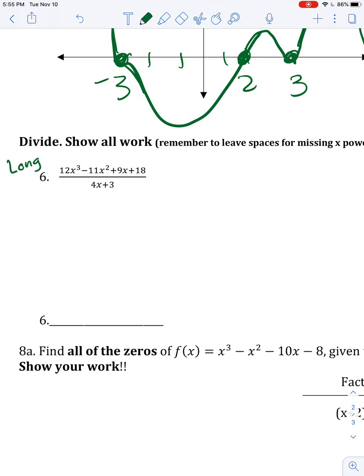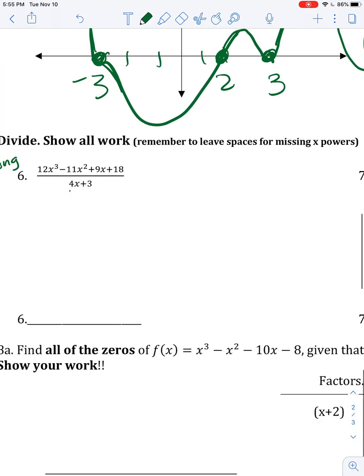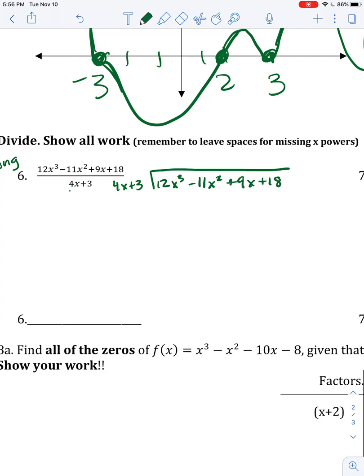Now, in this case, I have to use long division because I'm dividing by something that doesn't have just a plain x. It's got that 4 in front of it. So I'm probably going to struggle for space, but I'll do my best. So 4x plus 3 is going to get divided into this top part. And if I'm missing any powers of x, I have 3, 2, 1, none. Okay, I'm not missing any. But if I was missing some on my test, I'd have to leave zeros in that spot. So for example, if there wasn't an x squared term, I'd put a 0 right here.